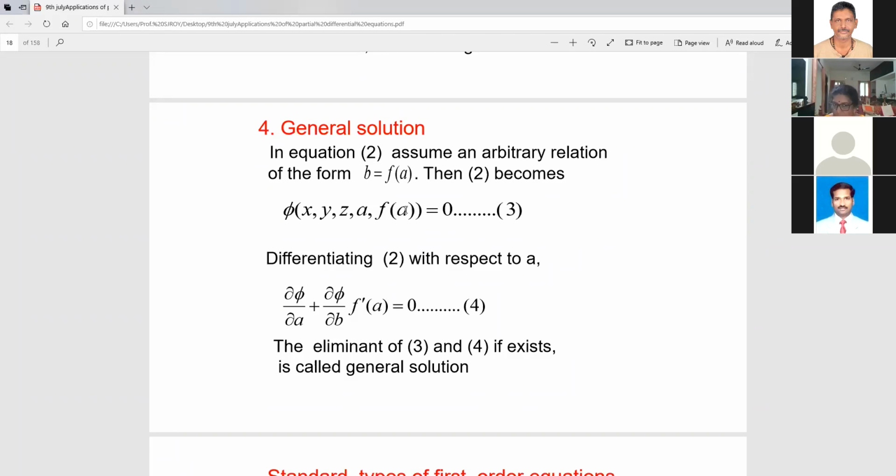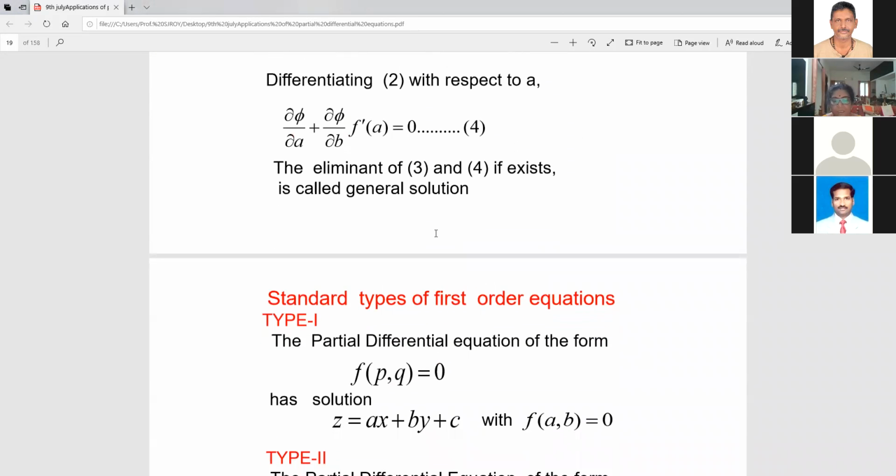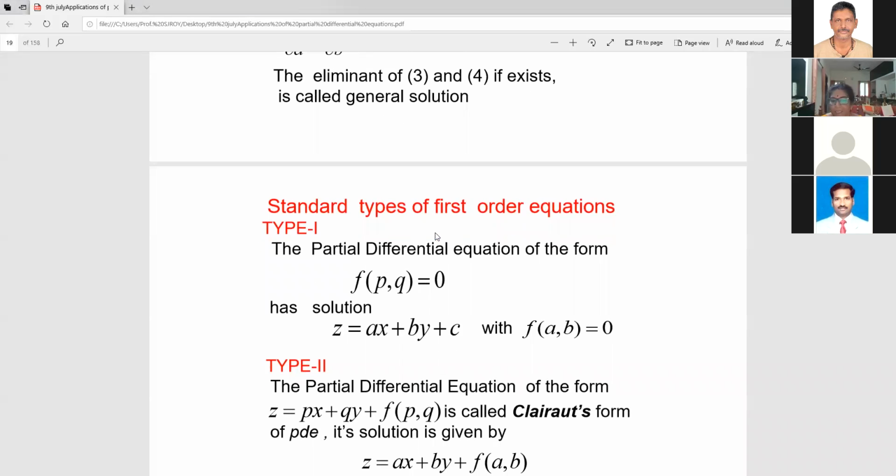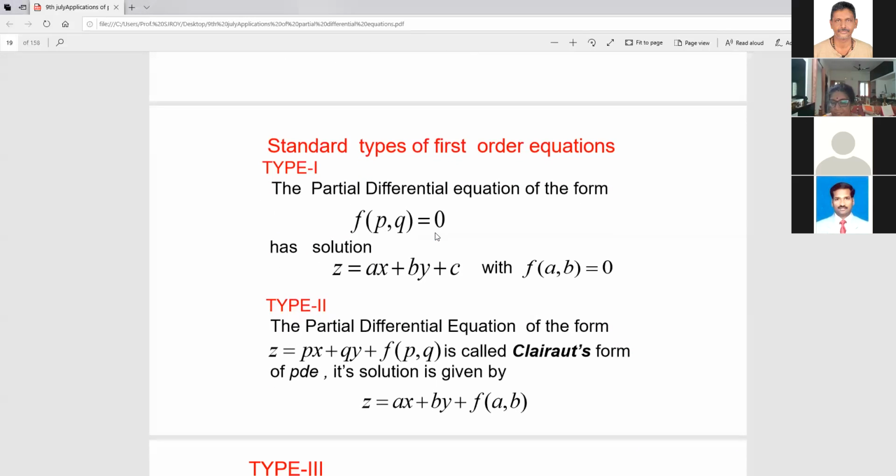Once you substitute in this also, you will have an arbitrary function f visible here. Because of that, we call this a general solution. That is the idea, nothing more than that. It is also a complete integral, but the difference is you are just replacing, reducing one parameter. So this becomes a one parametric family of surfaces. Fine. So this is about standard types of first order differential equation.